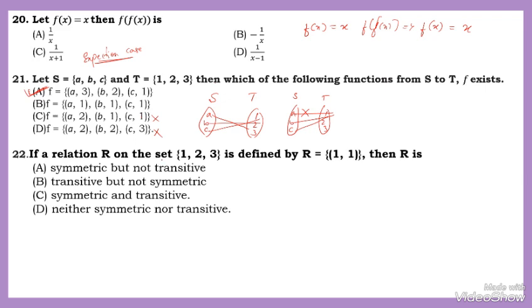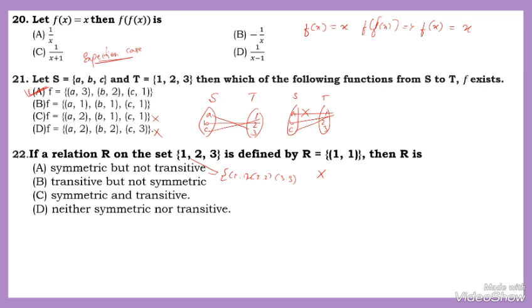If a relation R on the set {1, 2, 3} is defined by only (1, 1) being present. Here only one pair is present. There are three elements, so by the condition of reflexivity their images must also be present, that is (1, 1), (2, 2), (3, 3). Here only the element 1 is present, so the reflexive condition is not satisfied.